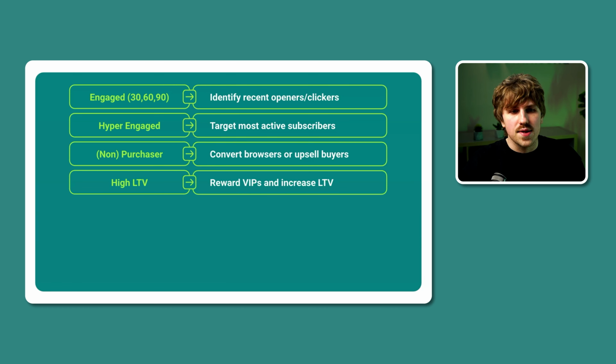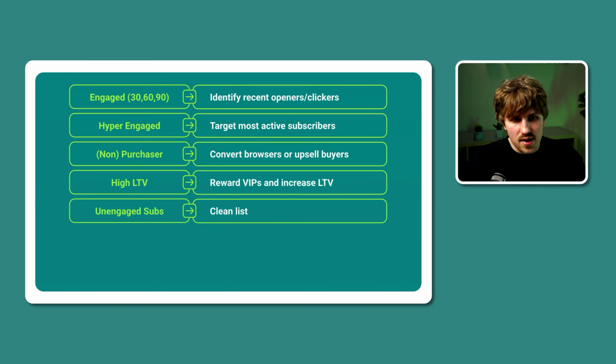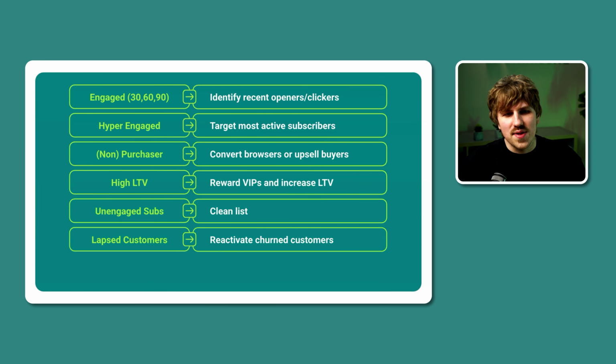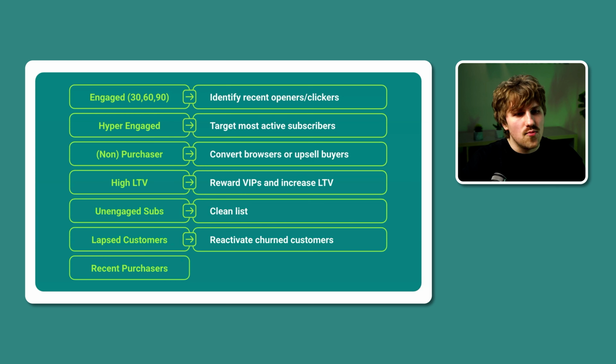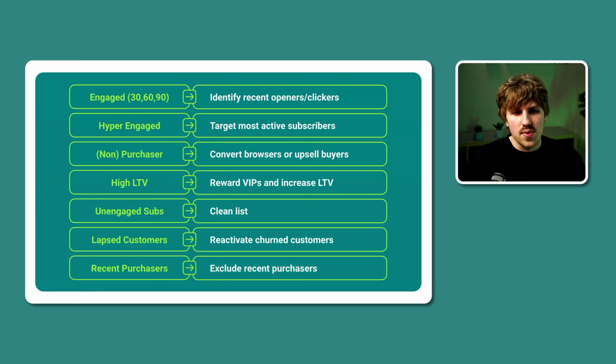High LTV. So reward VIPs and increase the LTV as well. Unengaged subs, which means that you'll have to clean the list. And I'm going to give you a spoiler: we're going to create a very similar flow at the end of the webinar as well. And the lapsed customers, we talked about this one. You have to reactivate customers that have been purchasing. There are also recent purchases, as you can see. Exclude the recent purchases from the email sending or from automations.